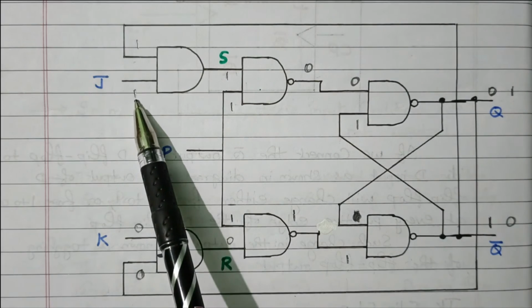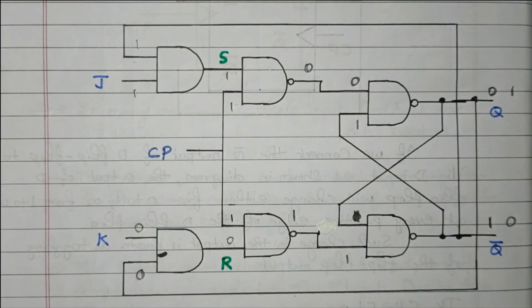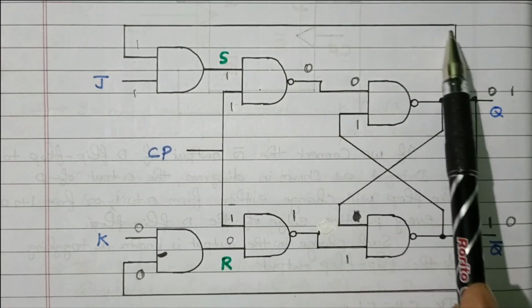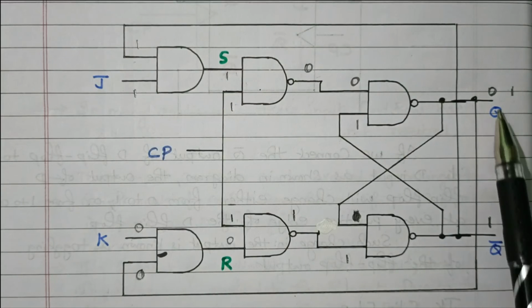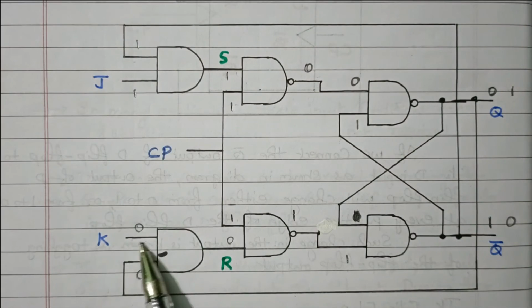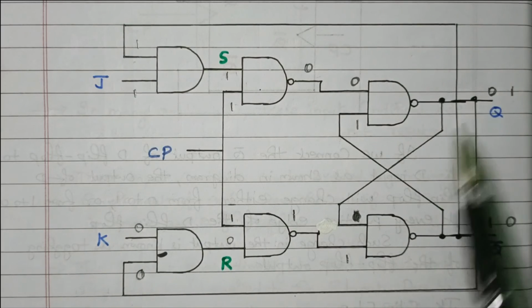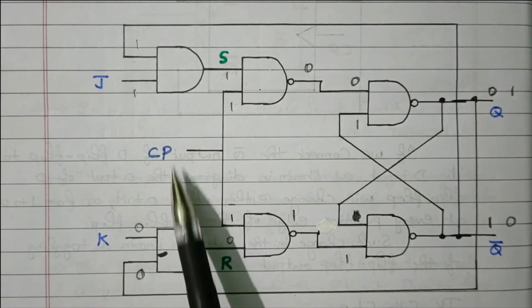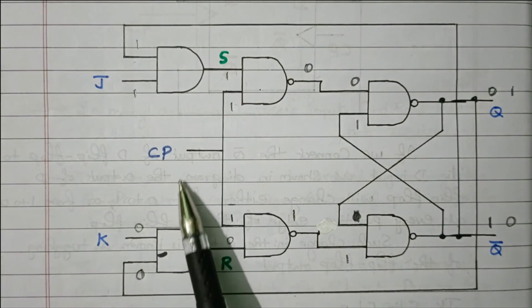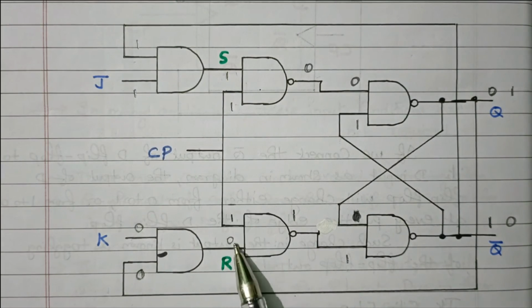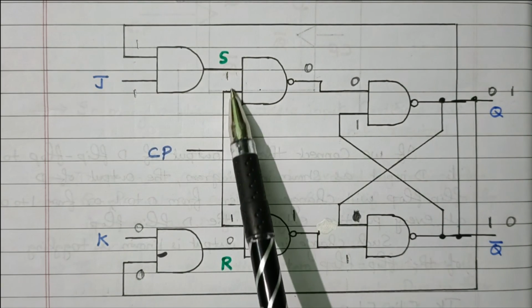For this combination, J equal to 1 and K equal to 0. For J 1, the other input is nothing but Q bar. Q is 0, which means Q bar is 1, so here we get 1. K equal to 0, and the other input is Q. Q is 0, so here both are 0. 0 0 means the output will be 0. 1 1 means the output will be 1. One more input is the clock pulse. So here both are 1, and 1 into 1 means 1.